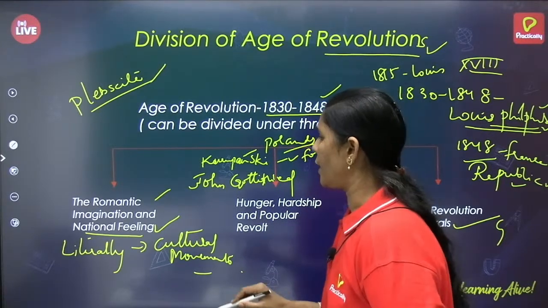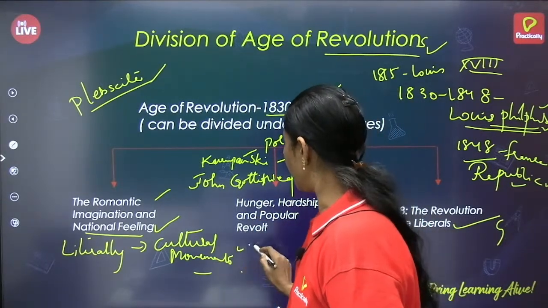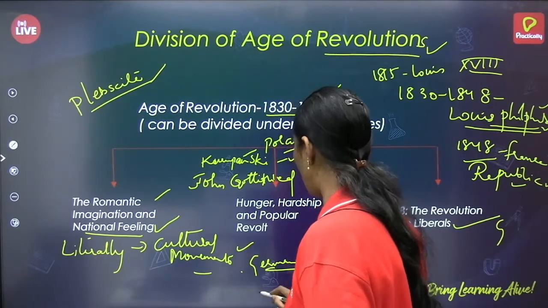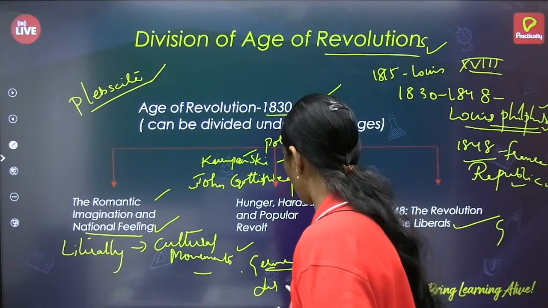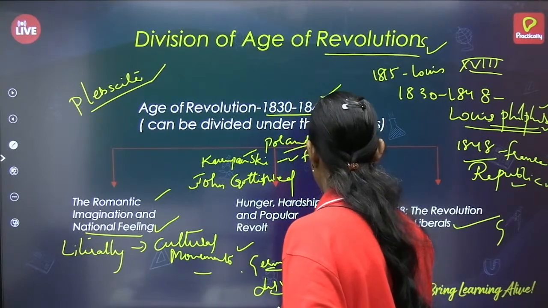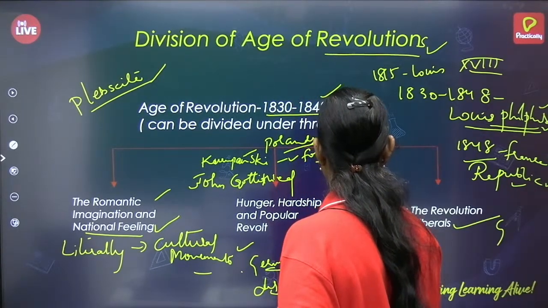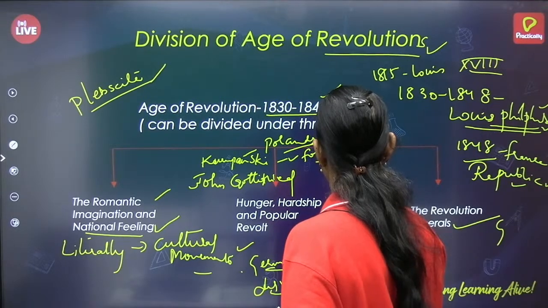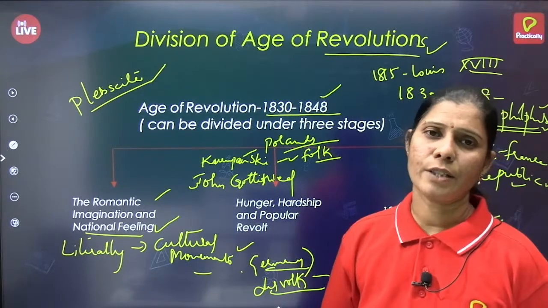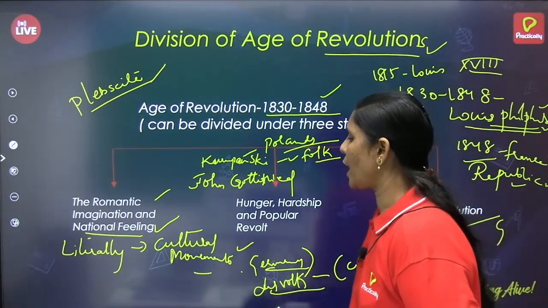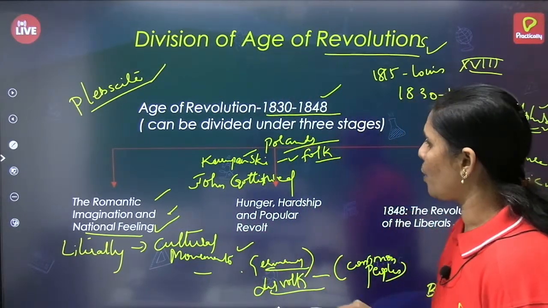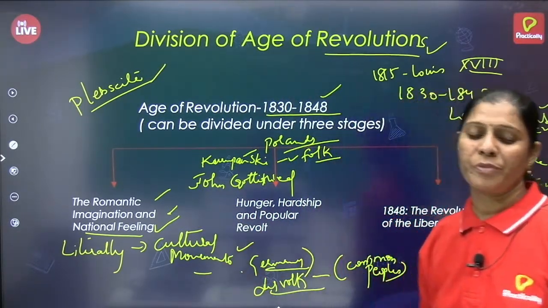And Gottfried in Germany wrote about common people, Das Volk. It makes us aware about common people. So through their sculptures and through their art and culture, they spread the ideology of nationalism among the people. So this is about romanticism and imagination.